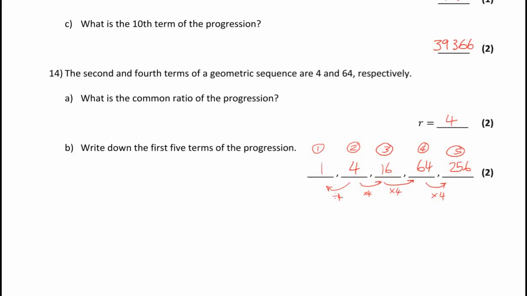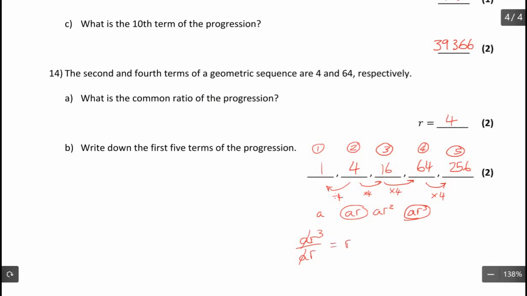The other way to do that question is to say that if the first term is a, the second term is a times r, third term is a times r squared, fourth term is a times r cubed, and so on. If I divide this one by this one, what would happen is that these a's would cancel out, and I would also lose one of my r's, so this would just give me r squared.